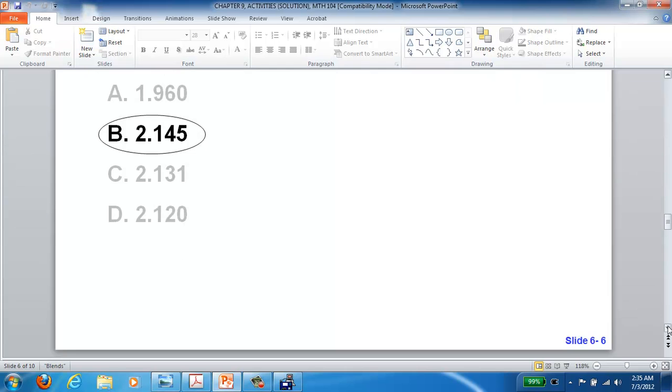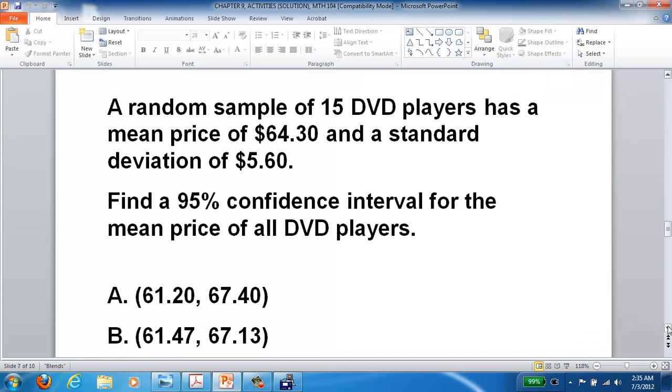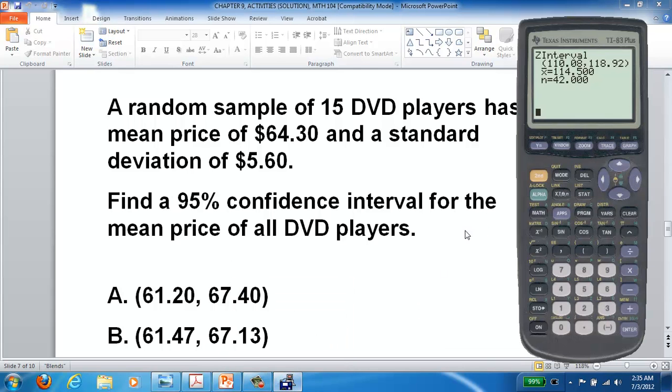Next one. In this case the standard deviation goes to the sample. As you see, it doesn't say population standard deviation. So it's a T interval. So we have to use the graphing calculator. We have to go to Stat, Tests, and we go to T interval.